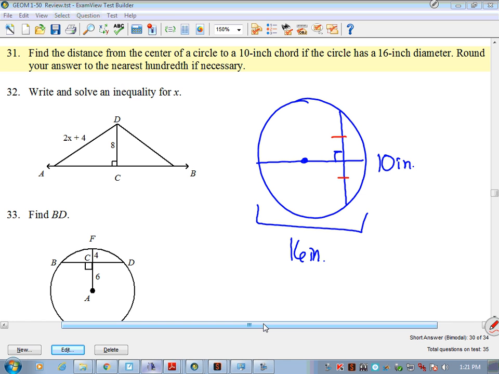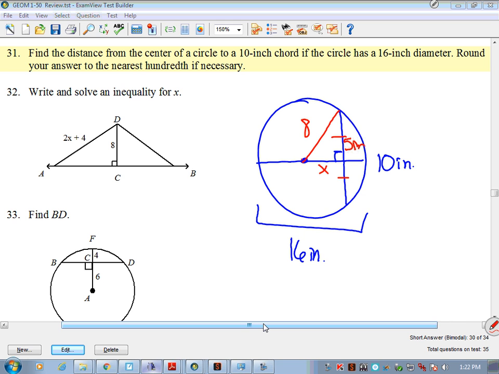Which means I now know the length of half of that chord, right? What's half of that chord? 5. Okay, tell me what the red line is? 8, because it is a radius, and radius is half the diameter.